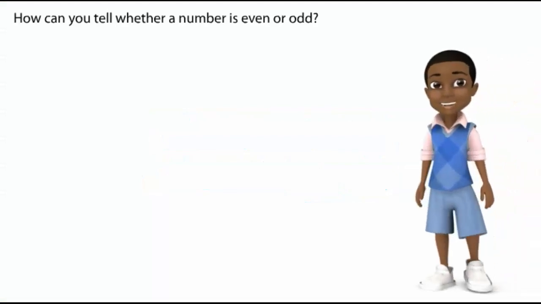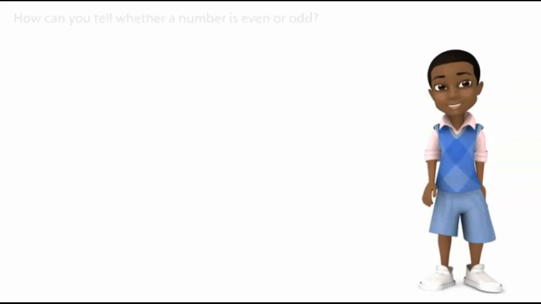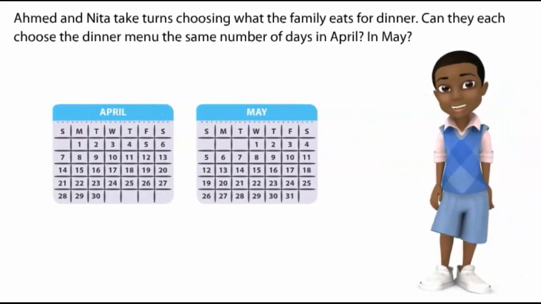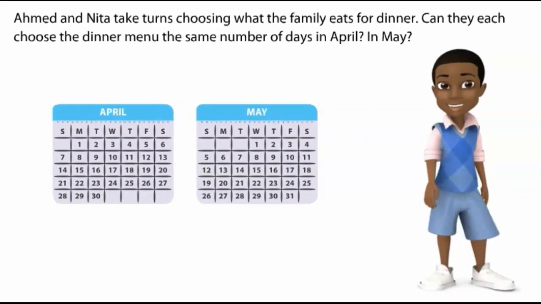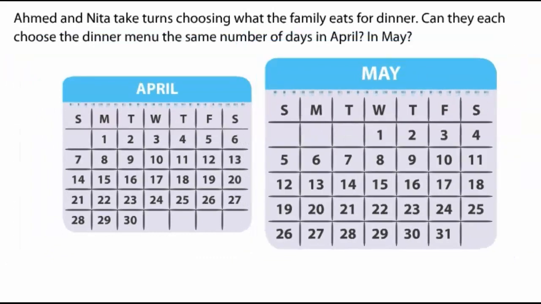How can you tell whether a number is even or odd? Ahmed and Nita take turns choosing what the family eats for dinner. Can they each choose the dinner menu the same number of days in April? In May?